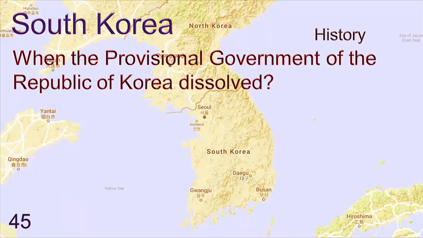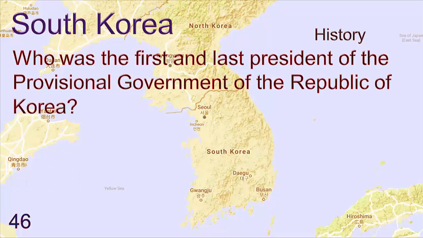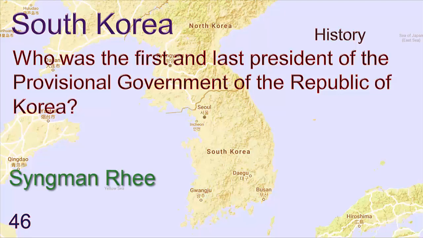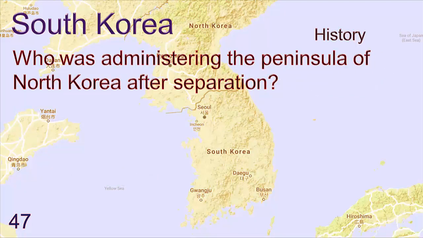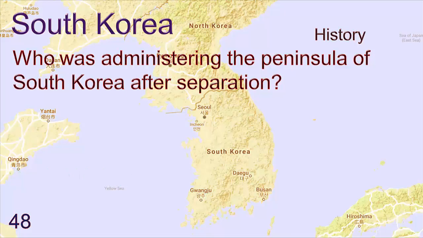When was the Provisional Government of the Republic of Korea dissolved? In 1948. Who was the first and last president of the Provisional Government of the Republic of Korea? Syngman Rhee. Who was administering the northern part of the peninsula after separation? Soviet Union.